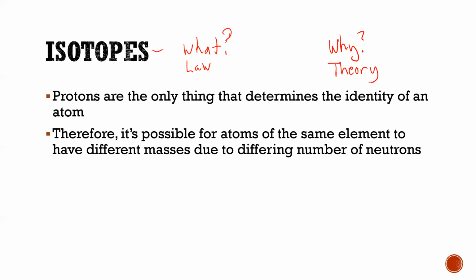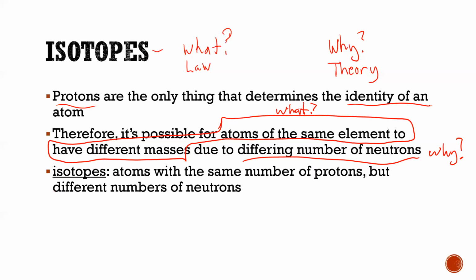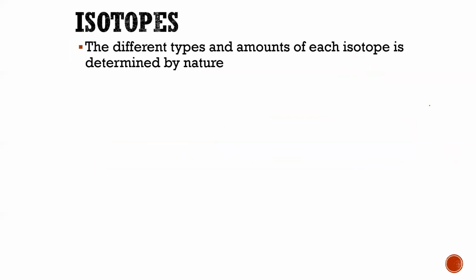So if we're talking about what an isotope is, that's easy. An isotope is atoms of the same element that have different masses. This is the what. The why is they have a different number of neutrons. Now they can have different neutrons because it's not the neutron that identifies the element. Remember, it's the proton that identifies what the element is, but they can have different masses as a result. So isotopes are atoms with the same number of protons but different numbers of neutrons.